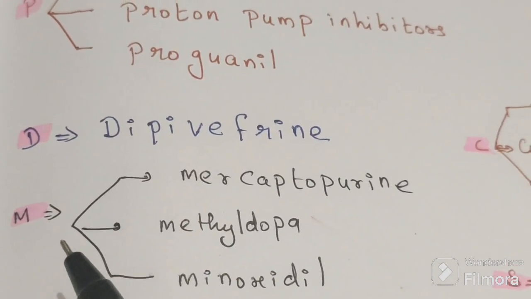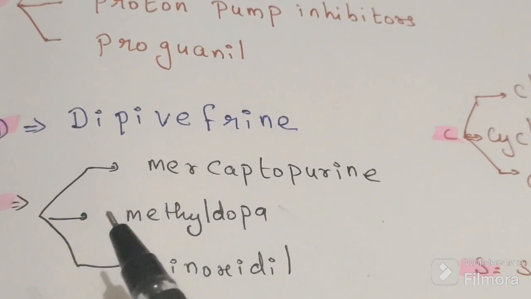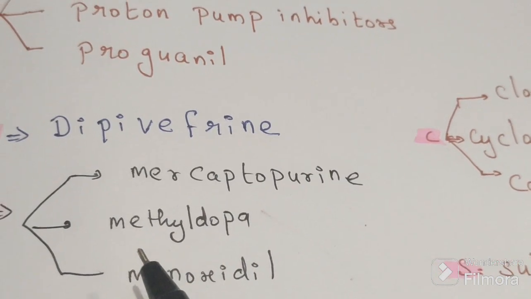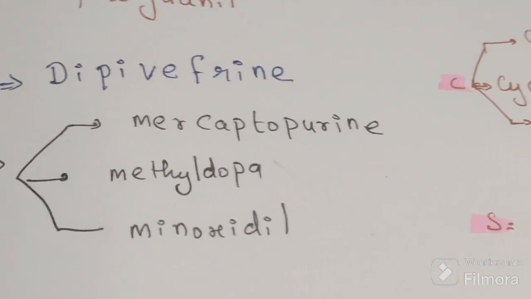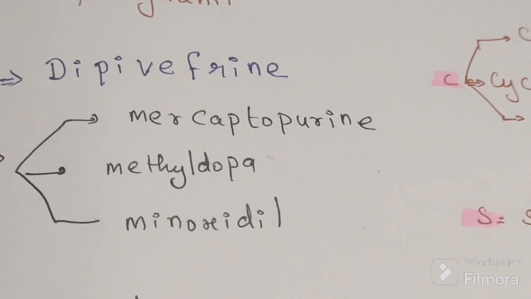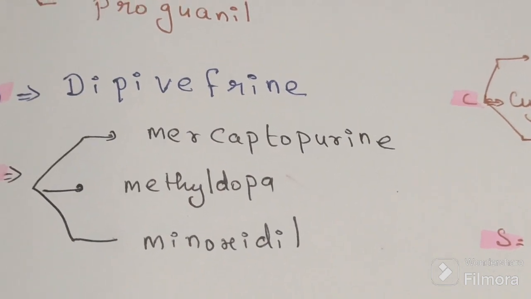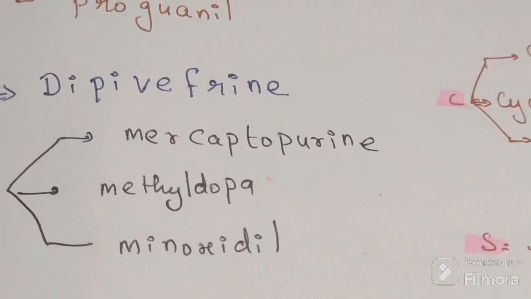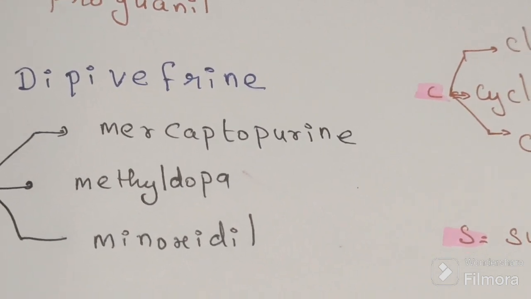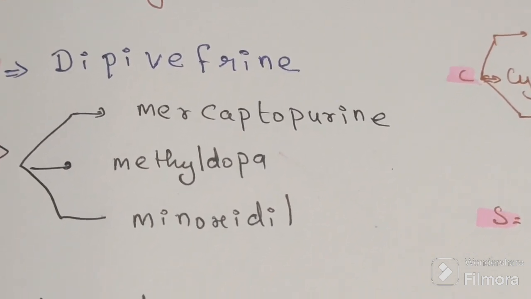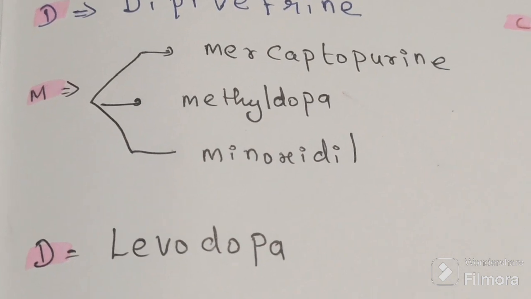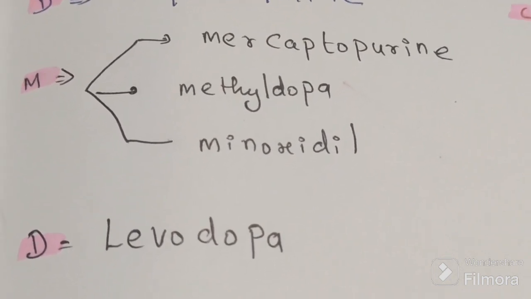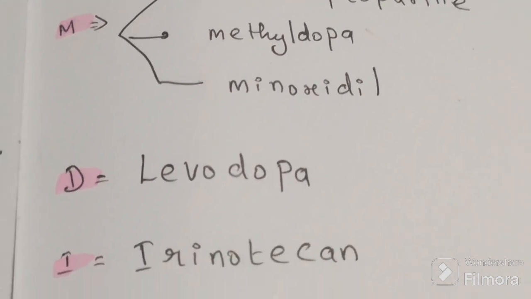Then M stands for three drugs: mercaptopurine, methyldopa, and minoxidil. Mercaptopurine, then methyldopa, then minoxidil. Then L stands for levodopa. Levodopa we give for Parkinson disease.